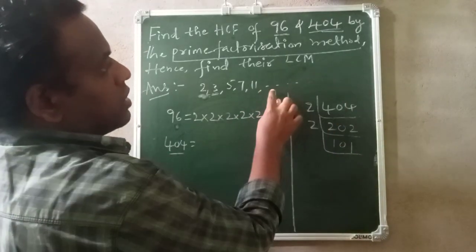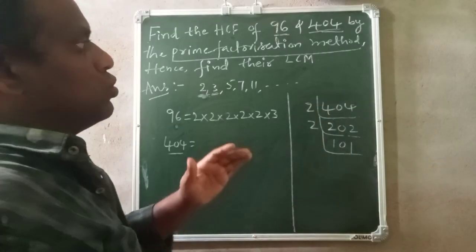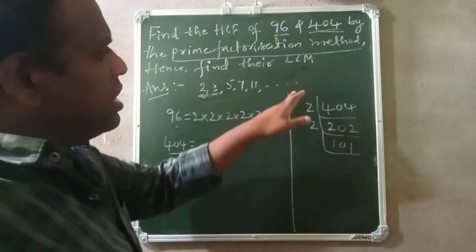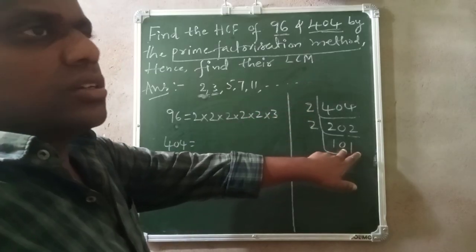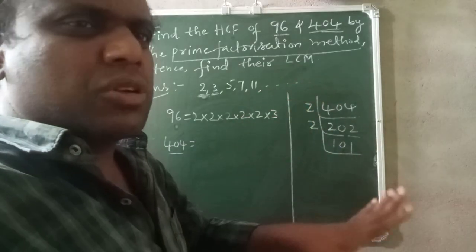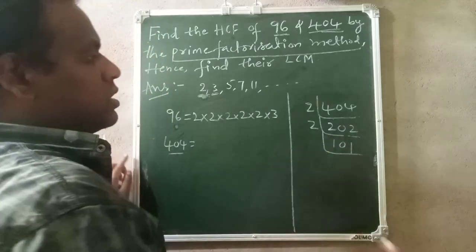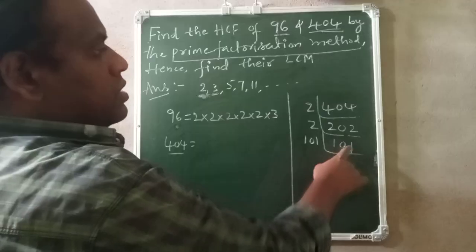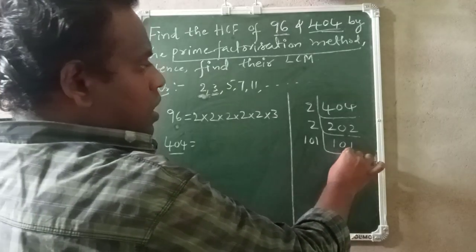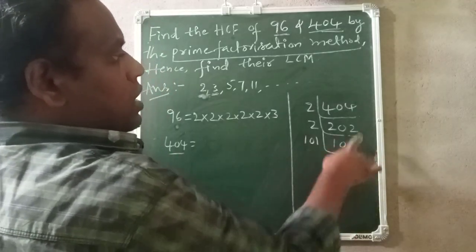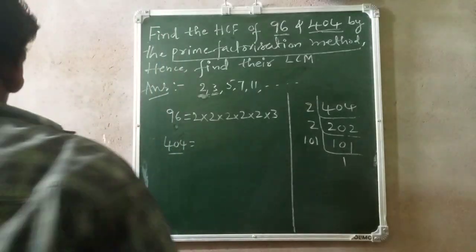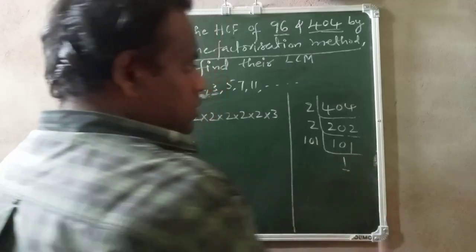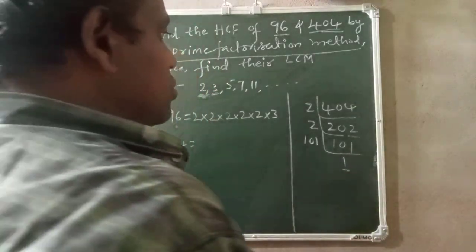If we keep going on, there are many prime numbers. If you take many prime numbers and try to divide this, they won't divide this completely. But this 101 can divide this completely. 101 101. Okay. So when you get 1, you have to stop the division process.